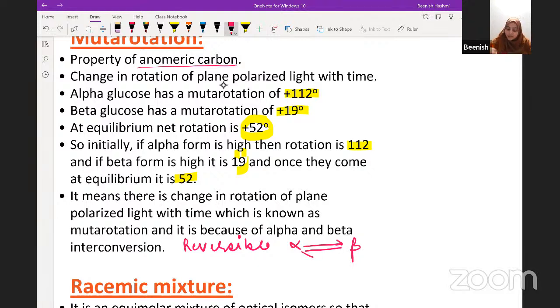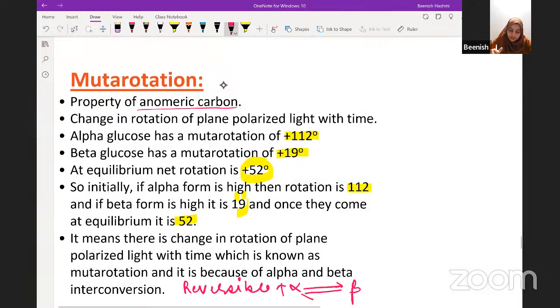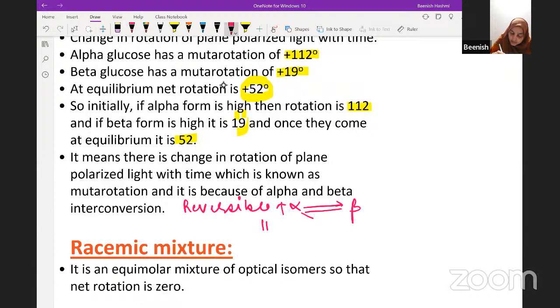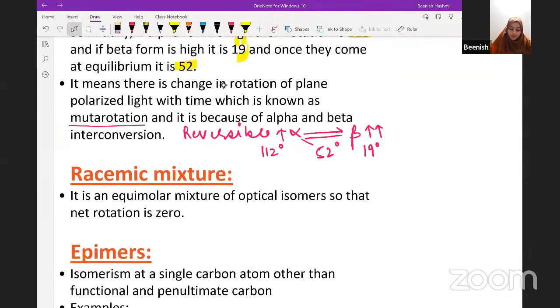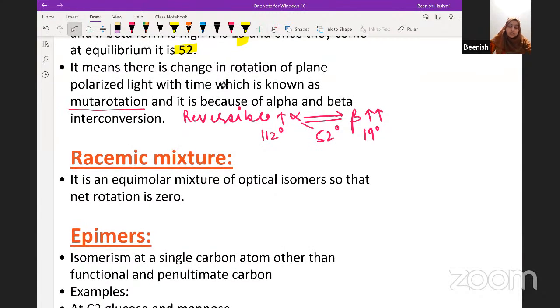So if initially alpha was high, then the rotation will be 112 degrees. Or if initially beta was high, then the rotation will be 19 degrees. And when equilibrium is reached, the rotation will be 52 degrees. So this change in rotation of plane polarized light with time is what is known as mutarotation, and it is happening due to interconversion of alpha and beta forms. What is a racemic mixture? It is an equimolar mixture of optical isomers so that the net rotation is 0.